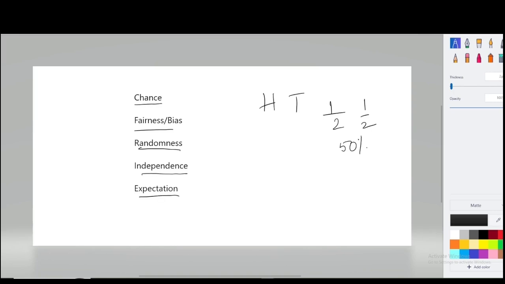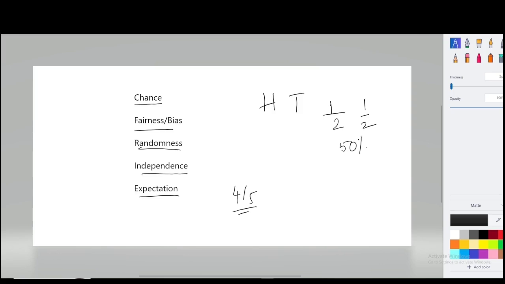What is expectation? Expectation is a very important concept. Expectation is basically the predicted average outcome over a very large number of trials. Say if you flip a fair coin a few times, you might not get exactly 50% heads. Say if you flip a coin 5 times, you might get heads 4 times out of 5. That is 80%.